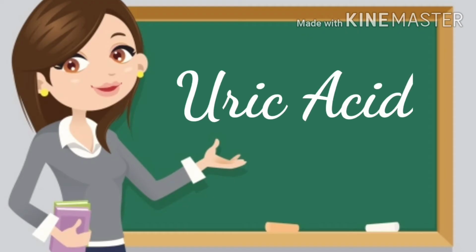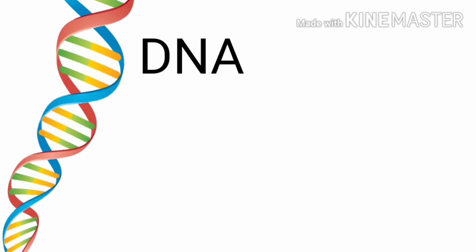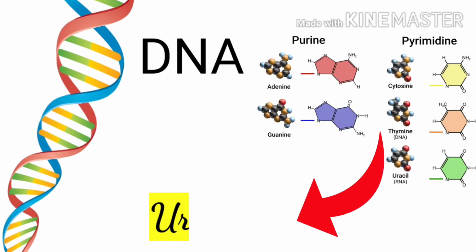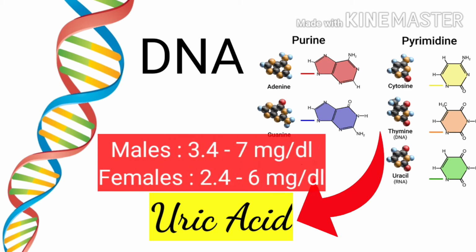Next comes the uric acid. Uric acid is the waste product formed by the breakdown of purines and pyrimidines in the DNA. Normal level of uric acid in males is 3.4 to 7 milligrams per deciliter, and in females it is 2.4 to 6 milligrams per deciliter.